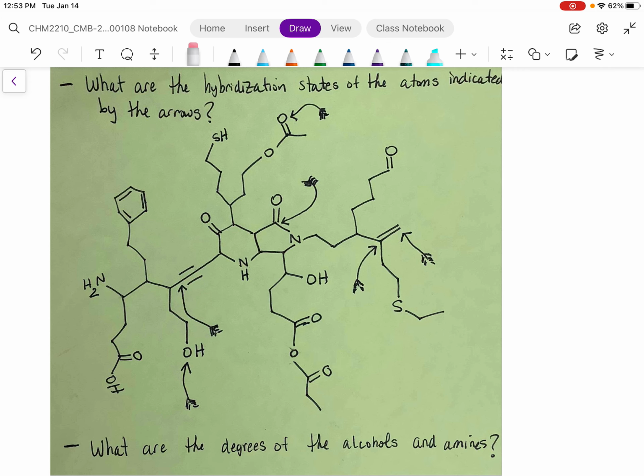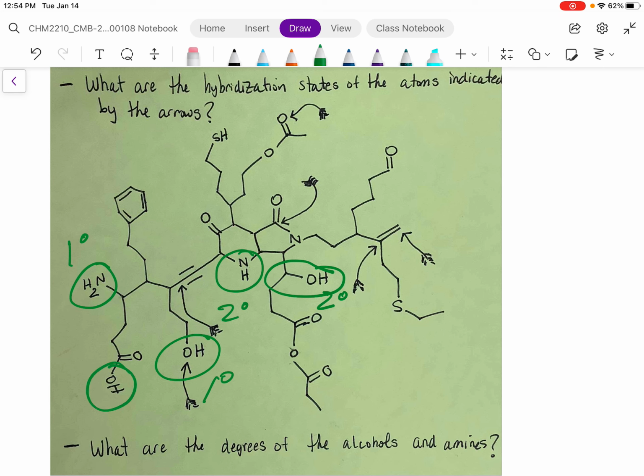So please use that. What are the degrees of the alcohols and the amines? So now this is applying. I've already taught you the lesson. Now you have to apply it. Here's our alcohol. What type of alcohol is that? That's primary. What about this guy? That's secondary. What about this amine right there? That is also secondary. And then this guy, that's primary. Is this an alcohol? No, that's a carboxylic acid. Any questions on that problem there?